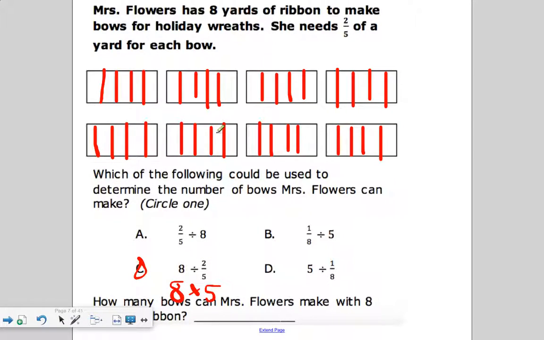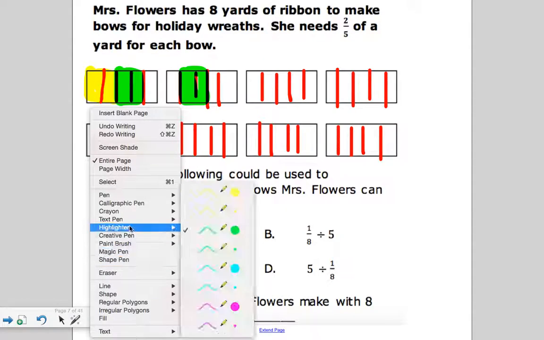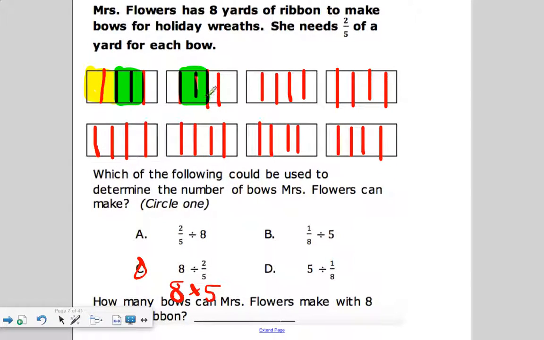it says she needs 2/5 for each bow. So how many 2/5 are there? There's one group of 2/5 here. There's another group of 2/5 here. There's a group of 2/5 here. There's a group of 2/5 right here. There's a group of 2/5 here, and here, and here. This is a group of 2/5. This is a group of 2/5. And this is a group of 2/5.